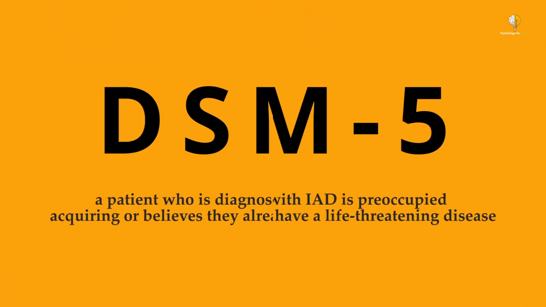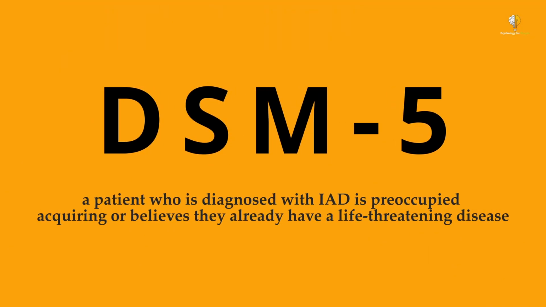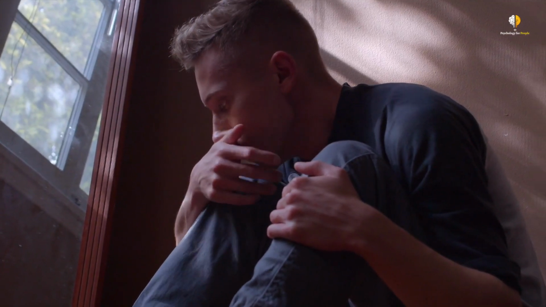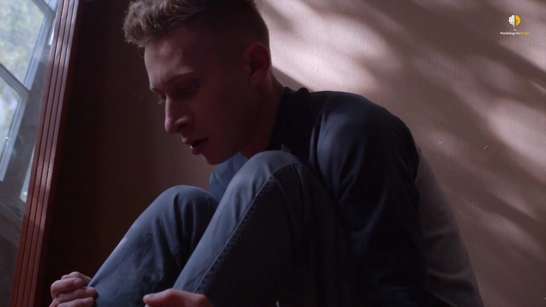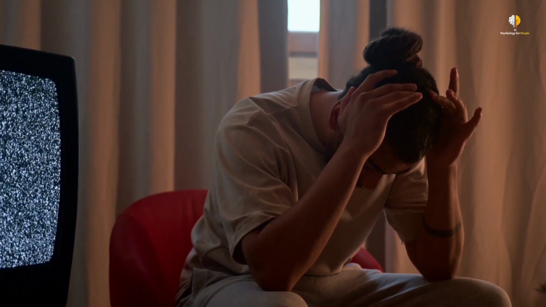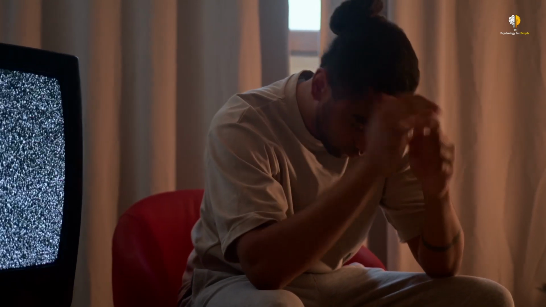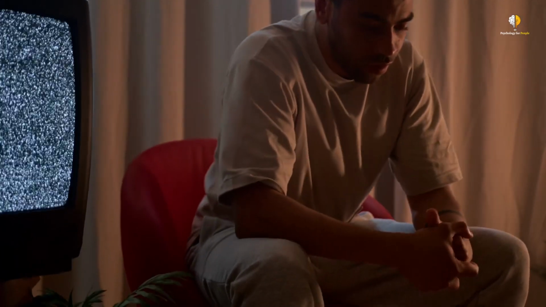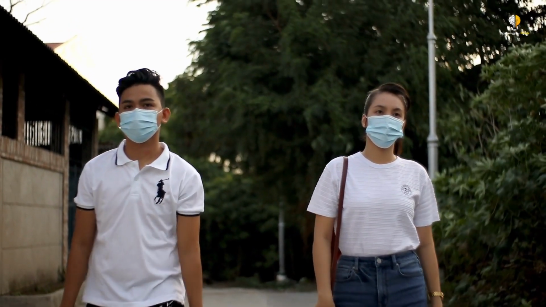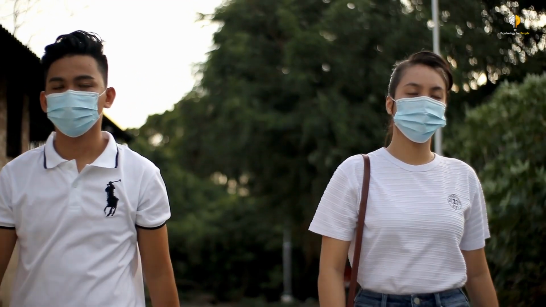According to the DSM-5, a patient who is diagnosed with IAD is preoccupied with acquiring or believes they already have a life-threatening disease. This preoccupation will result in them developing a fear of anything remotely related to the disease in question, and prompts them to spend an obsessive amount of time researching and thinking about the disease or diseases they believe are related to them. IAD has an equal prevalence between women and men and usually develops in early adulthood.